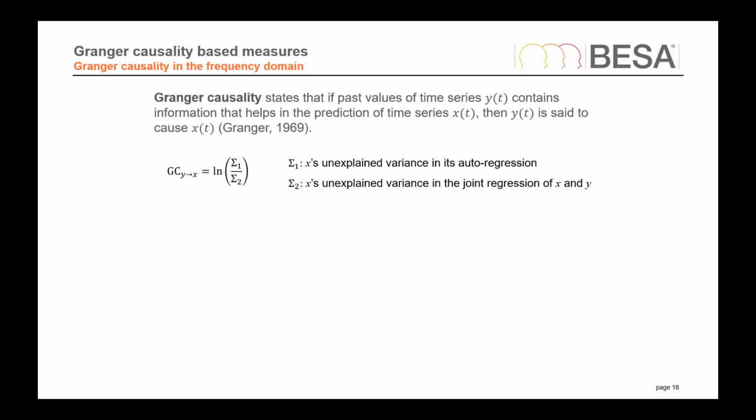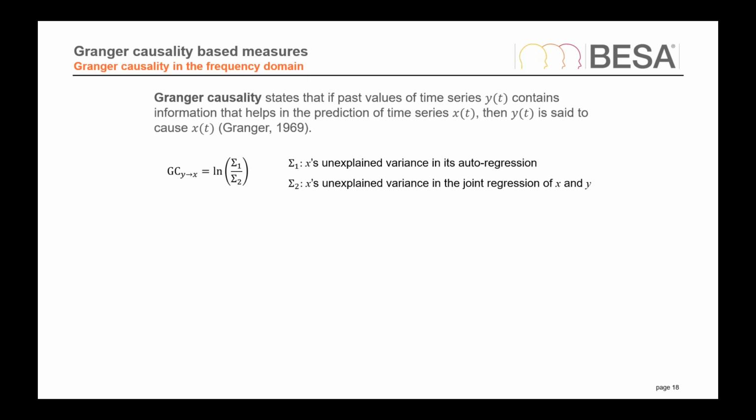After all these phase-based connectivity measures, we also have a class that we call the Granger causality-based measures, which are a little bit different. Granger causality states that if past values of time series y of t contain information that helps in the prediction of time series x of t, then y of t is said to cause x of t. This is really a different approach, and the measure is a logarithm of the unexplained variance from x's autoregression divided by the unexplained variance in the joint regression, which sounds pretty complicated.